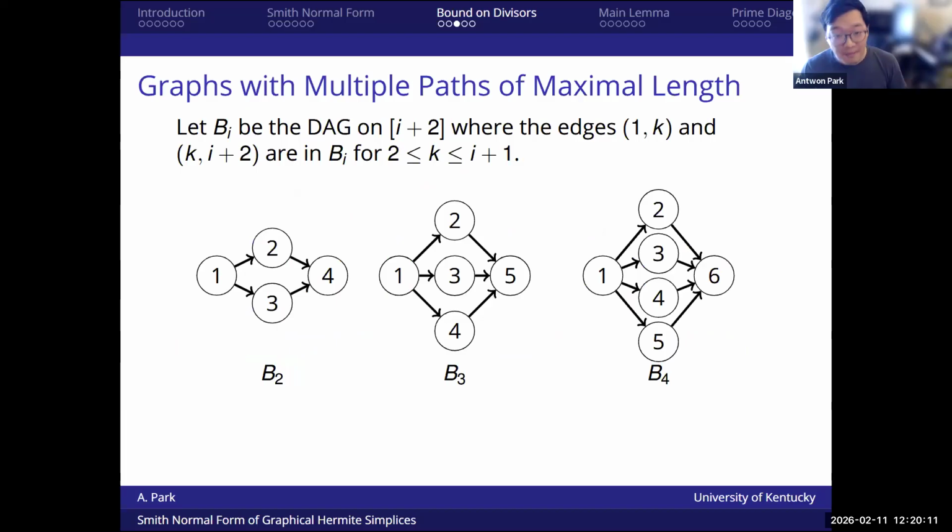So here I have a family of graphs that I'm calling B sub I. The way you build B sub I is you take one on the left, you take your last vertex on the very right, and you place I many vertices in between them and connect one to each of those intermediate vertices, and then connect that last vertex to all those intermediate vertices. So the way to think about this is that these are graphs with maximum length 3, and each has I many paths of length 3.